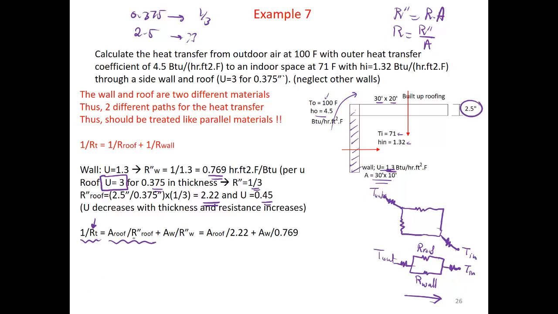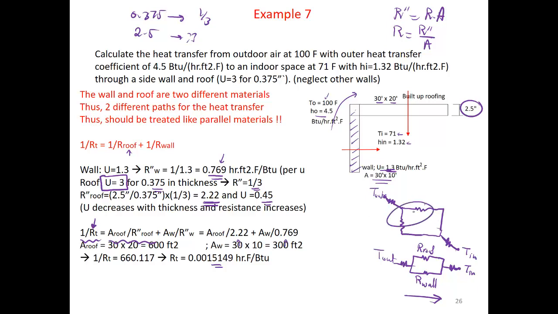So 1/R is 1/R roof, so R double prime over A roof, plus R wall over A wall. The areas of the roof and wall are given here, 30 times 10 and 30 times 20, and we already got the thermal resistances, 2.22 and 0.769. We'll plug these values in, find my 1/RT, and then my final thermal resistance for the roof and the wall. So this is the parallel connection.